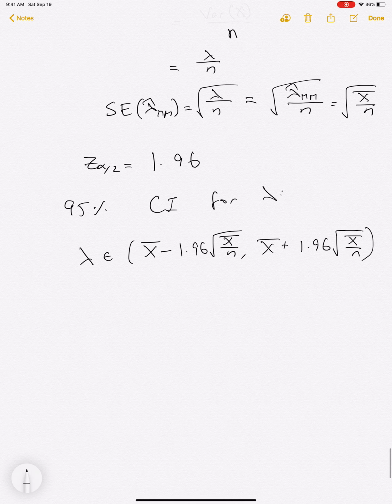Okay, and if we were to find a different, say a 90% confidence interval, that 1.96 would go to a lower number, like I think maybe 1.7 or something like that. Okay.